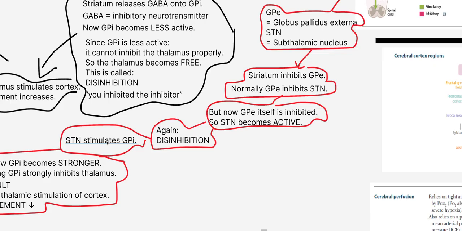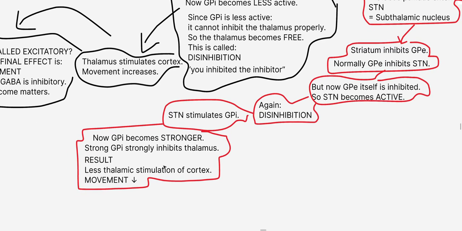The subthalamic nucleus stimulates GPI, which we said is the handbrake on movement. So what happens is when GPE is off, the subthalamic nucleus is released, it's free, and it goes and excites the GPI, and now GPI becomes stronger, right? So GPI strongly inhibits the thalamus. When it strongly inhibits the thalamus, the result is less thalamic stimulation of cortex and movement decreases. So less thalamic stimulation reaches cortex. There is decreased cortex activation and decreased movement.